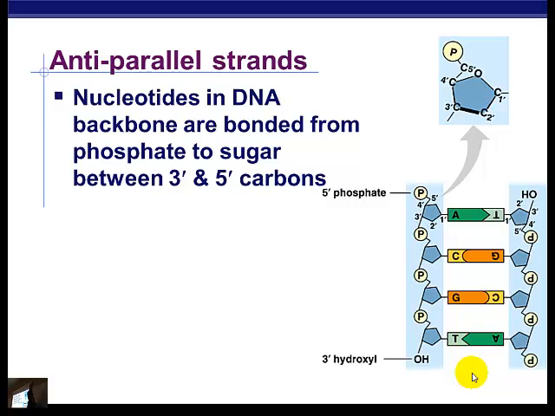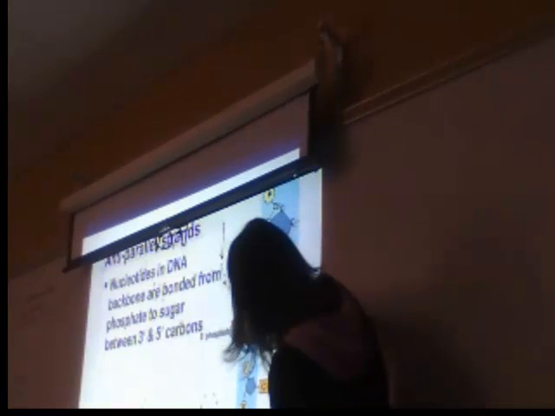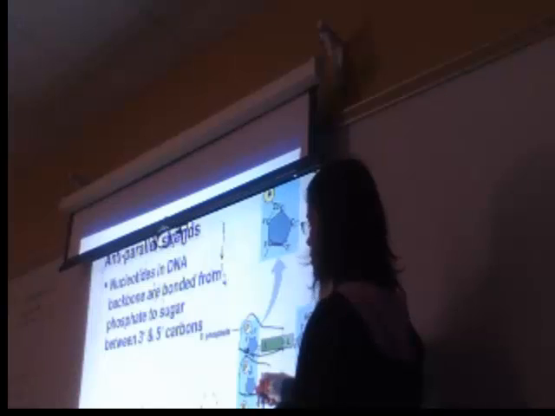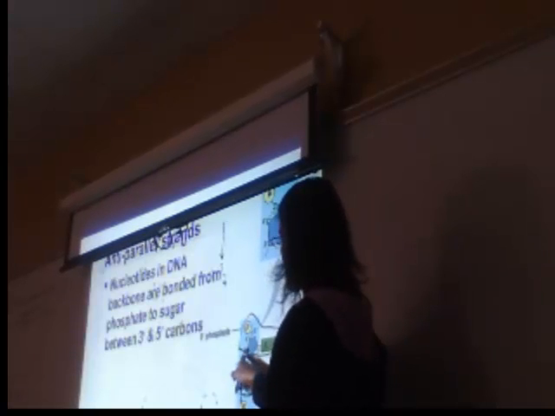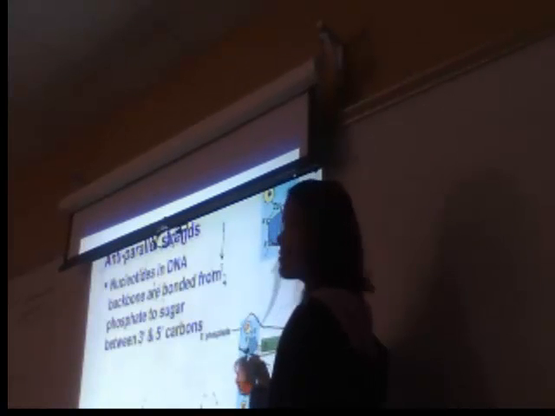Nucleotides are bonded together between the 3' and the 5' carbon by a phosphate group. Look, here's my 3' carbon of this nucleotide. Here's my 5' carbon of this nucleotide. How am I connecting these two nucleotides together? Right here. The 3' and 5'. The 3' connects to the phosphate on the 5' end. So the 3' is connecting to the phosphate group.